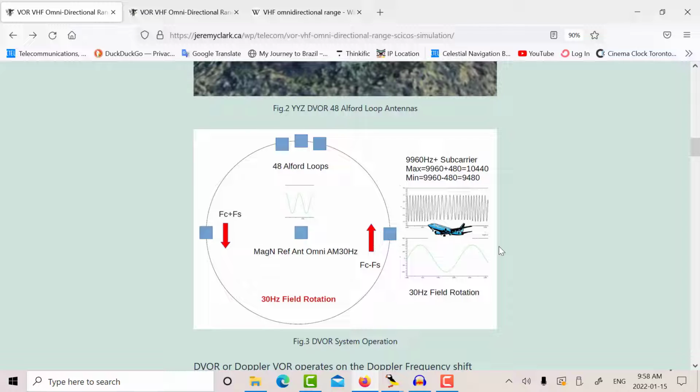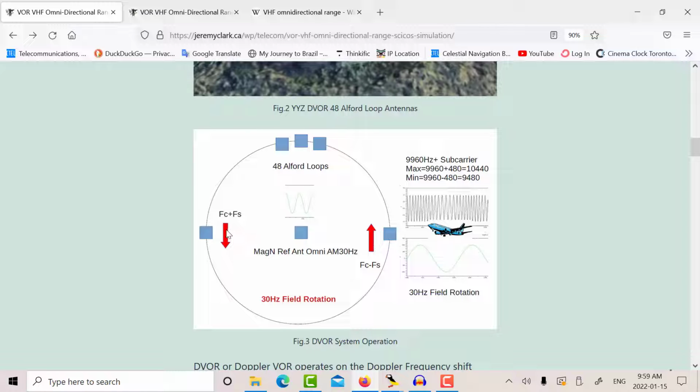Now, the way this thing works is, let's say you're a plane, you're in the east here, and you're monitoring the 9960 subcarrier. Let's say you're looking at the positive subcarrier. We'll just consider that for the moment. Now, what happens with the Doppler effect is, let's say, for instance, a train is whistling, and the train is coming to you, the pitch of the whistle will increase as it comes to you, and as the train passes you, the pitch of the whistle will drop.